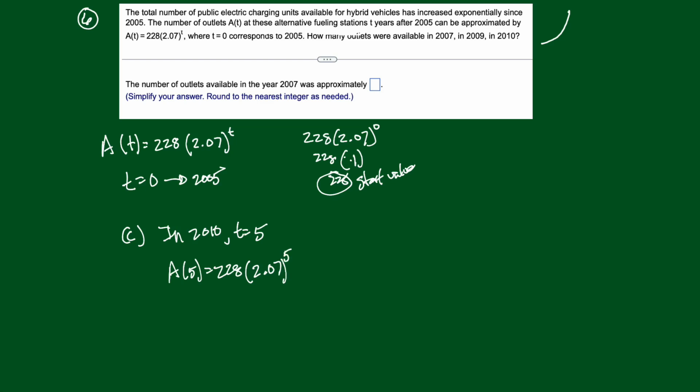Calculator problem. And I'm getting that A of 5 is equal to 8254.75. You know what? These are charging stations. I can't have a fraction of a charging station. I'm just going to round this up. So I'm going to say in 2010, there were 8,255 charging stations.